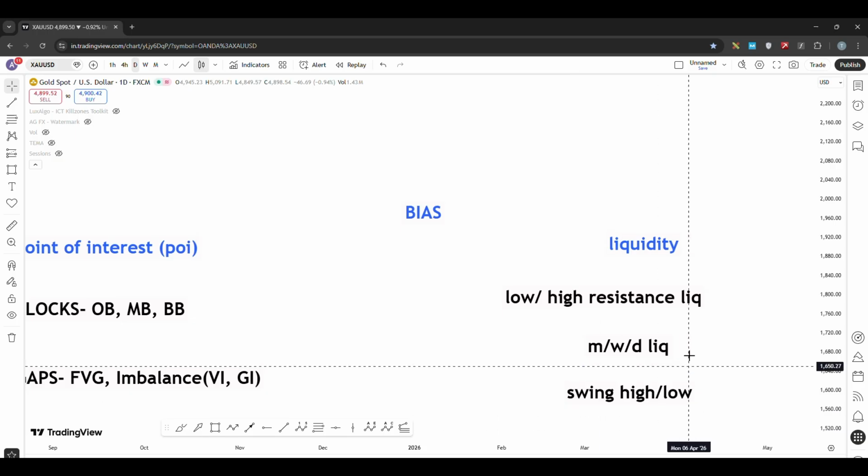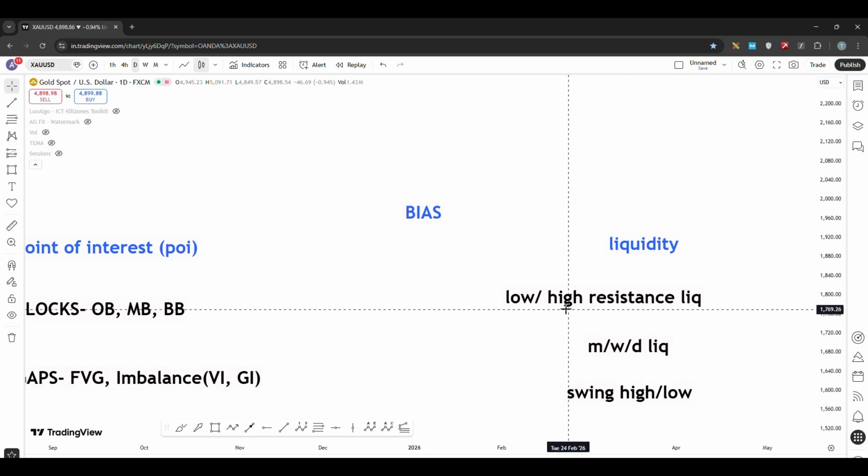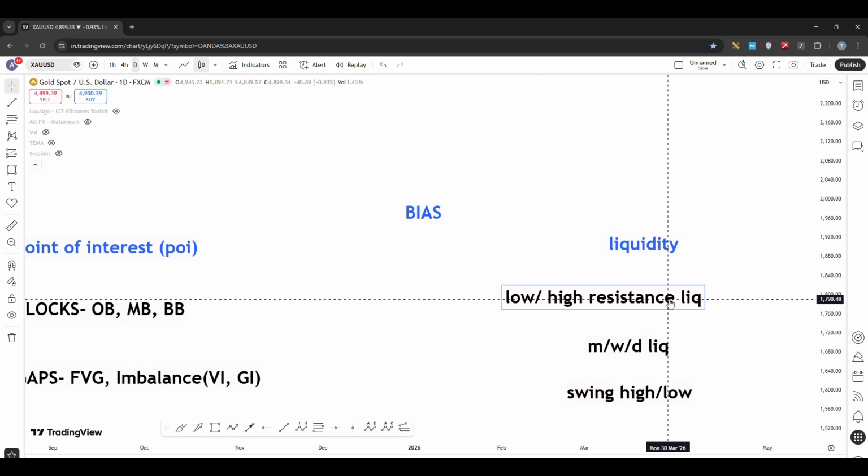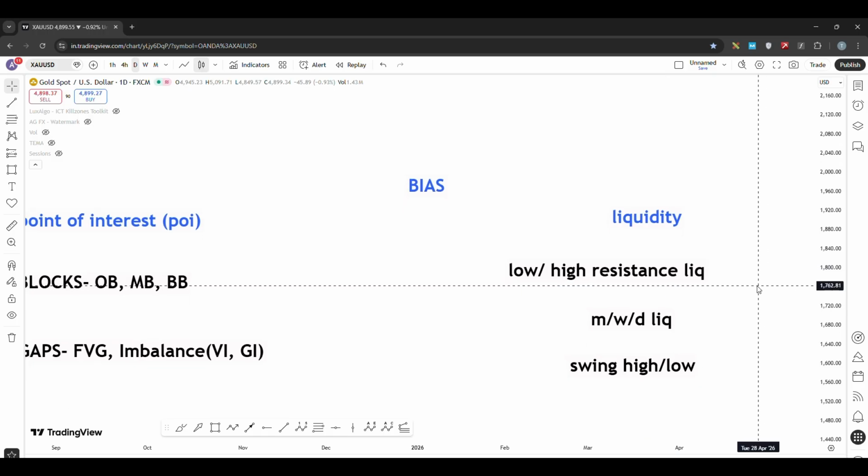There are more types of liquidities that we haven't discussed over here. Here we have got low, high resistance liquidity. We did not discuss this one, so we'll talk about it later. We've also got trend line liquidities and all that we'll talk about in a separate class.